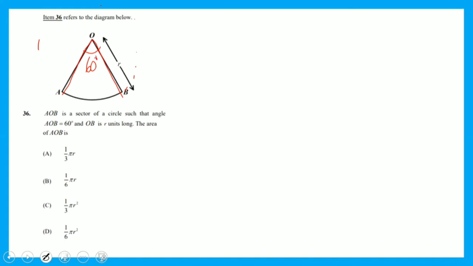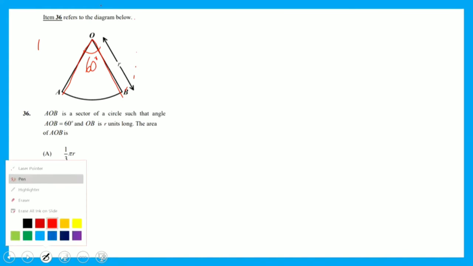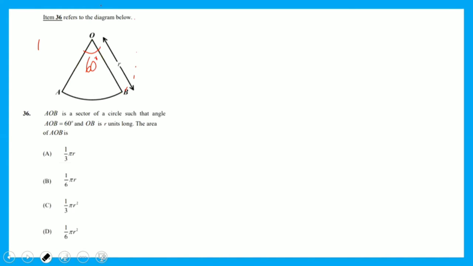As you can see, this side here, OB is R units long. And of course you can see that where R is, that would have been the radius, OB, the radius of the circle. We're supposed to find the area of this sector.